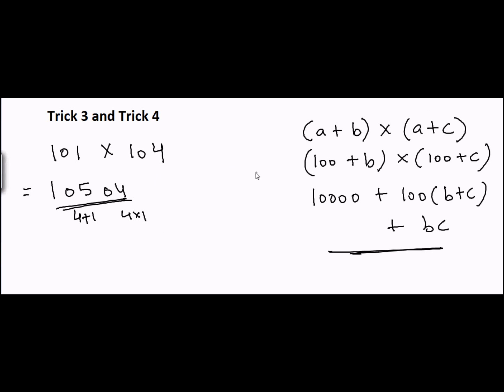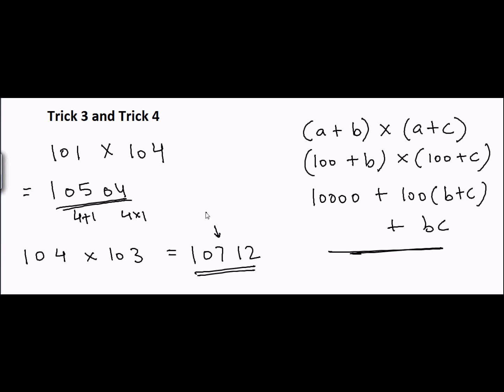Again, if I have to multiply 104 by 103, then that will be equal to 107 and 12. So 07 comes from 4 plus 3, and 12 comes from 4 into 3, right? So this is again a very handy formula.